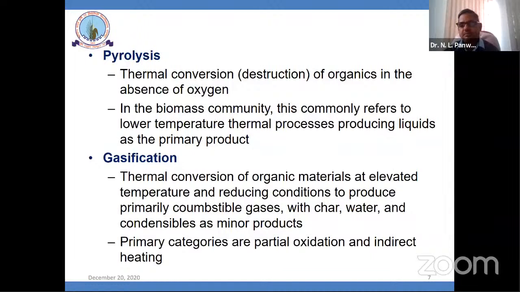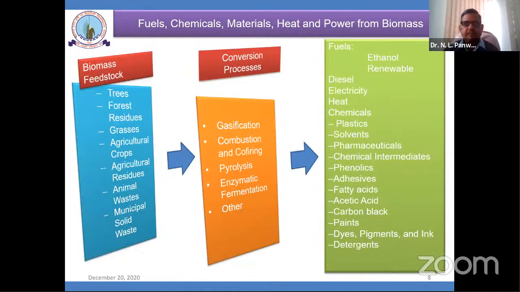So combustion, pyrolysis, and gasification are the main conversion routes through which we can convert the biomass into a usable form of fuel, through different modes, either fuel, chemicals and materials, or heat and power from the biomass.